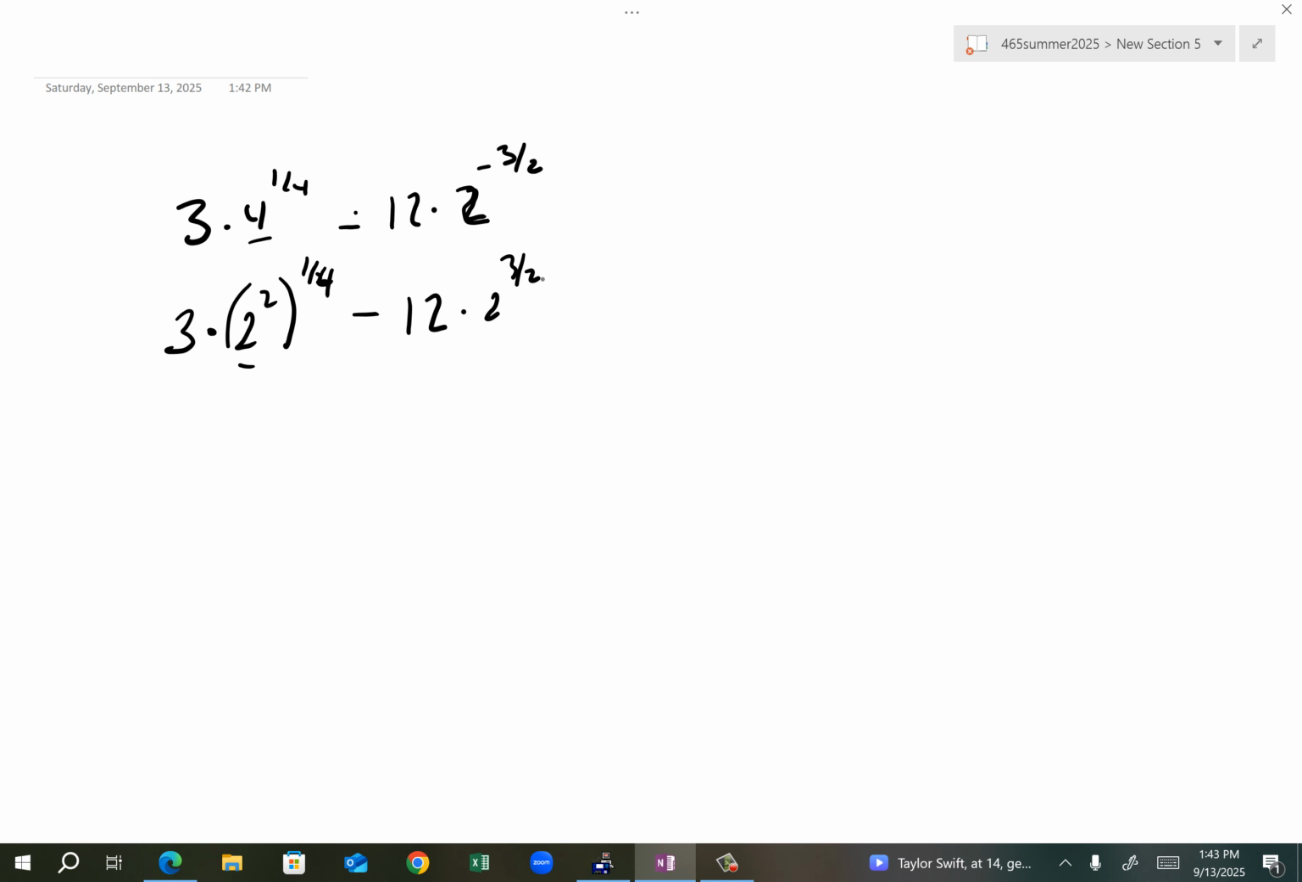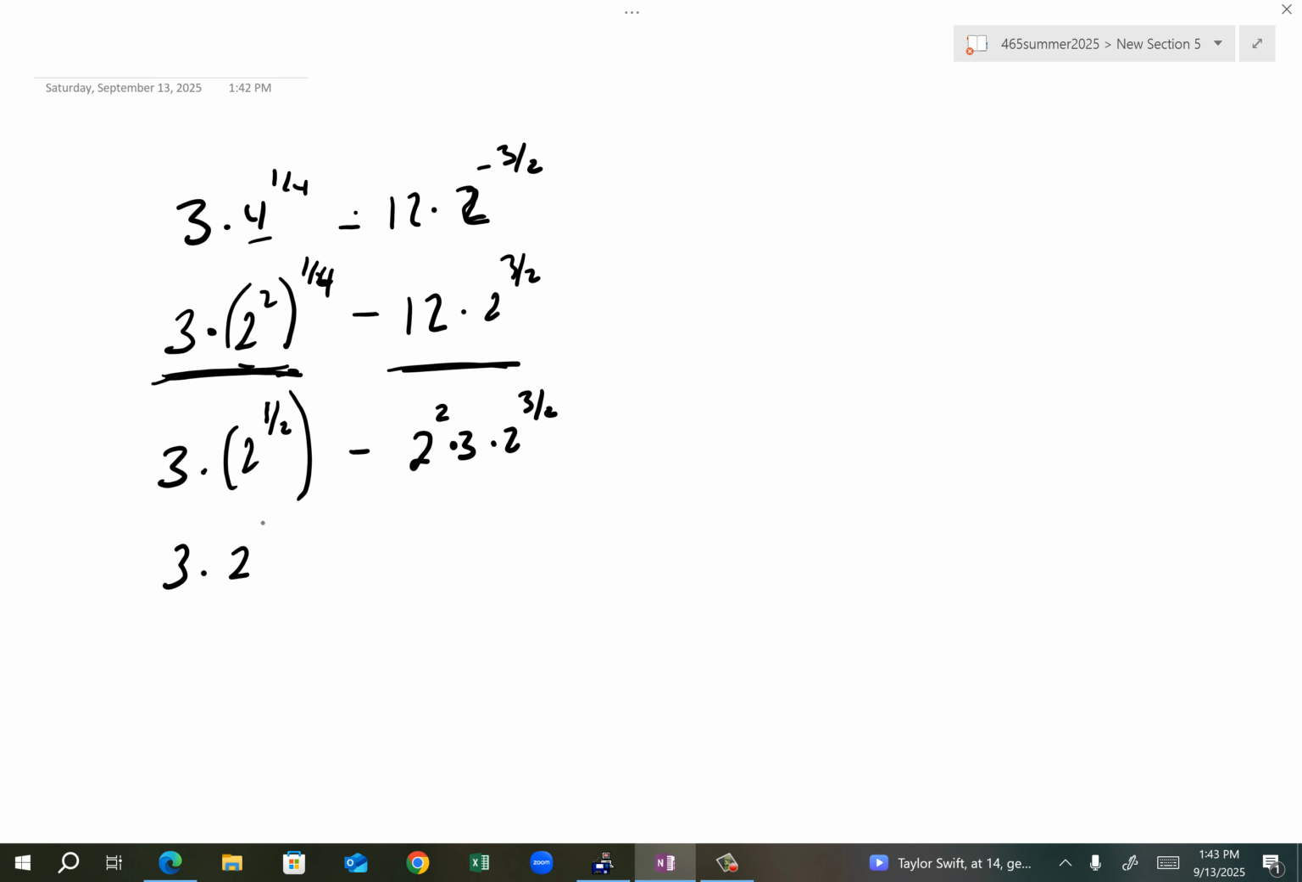So far, so good. Okay, then, in order for me to do this, whatever this is here has to be the same as this, right? Because otherwise, we're kind of screwed. And so then what is 12? 12 is 2 squared times 3. Right? Cool. So 3 times 2 to the 1/2 minus 3. And I'm going to write these side by side if you don't mind.